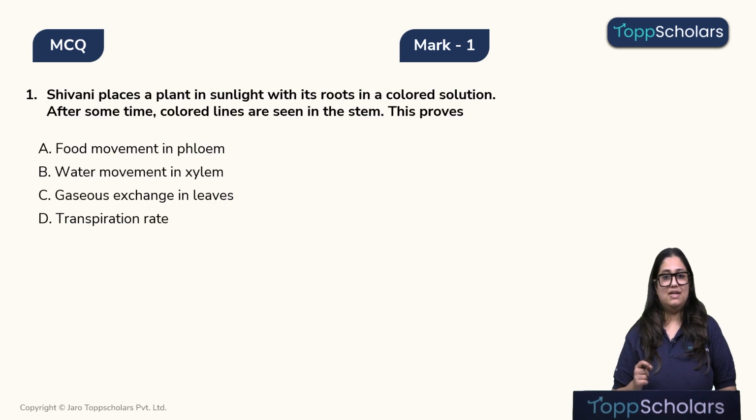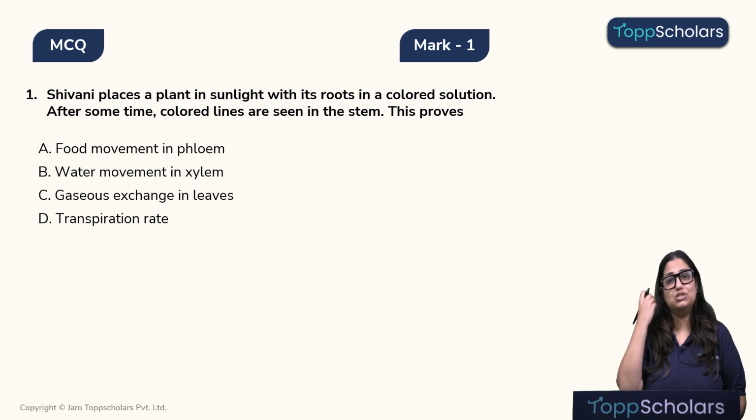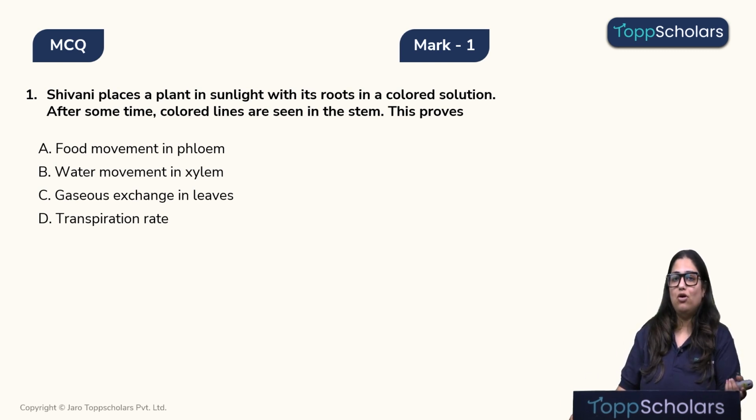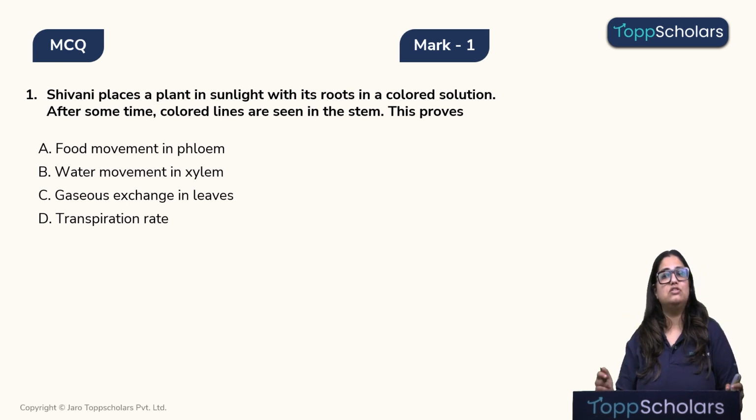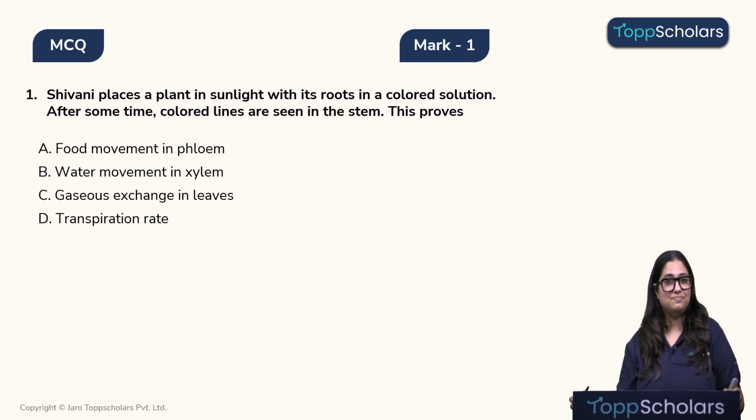Now children, let's look at the options again. Is it because of the food movement in phloem? Is it because of the water movement in xylem? Is it because of gaseous exchange in leaves? And is it because of the transpiration rate? Now children, we all know that the roots can only and only absorb water and metals. Now that they were placed in this colorful solution, this means that the roots were absorbing this colorful solution.